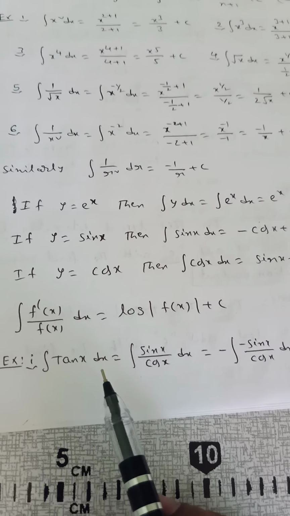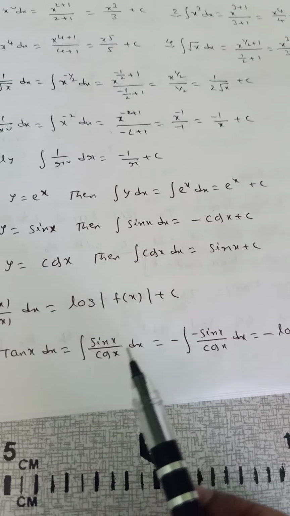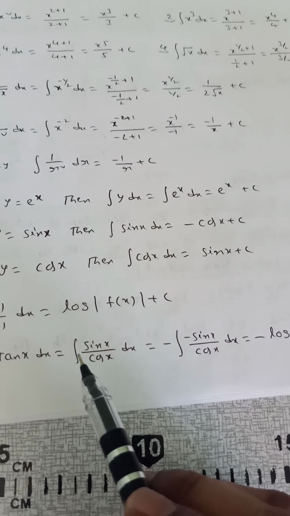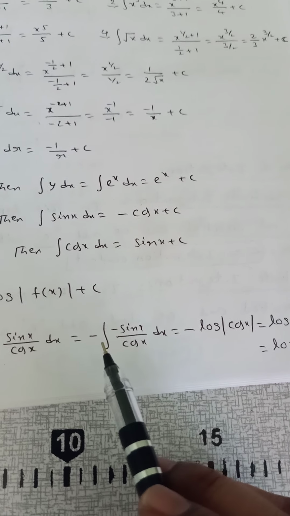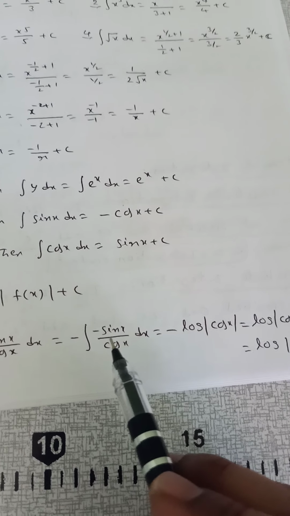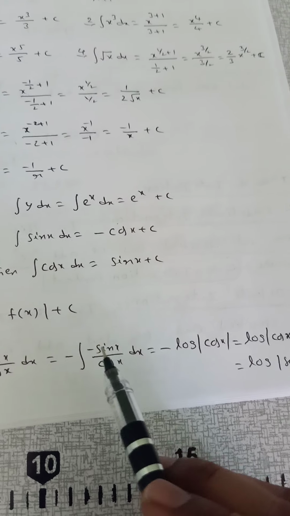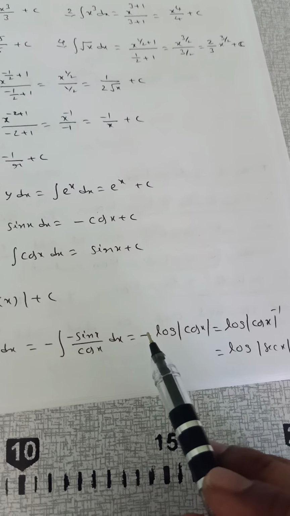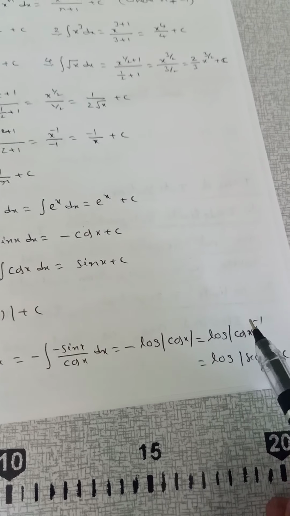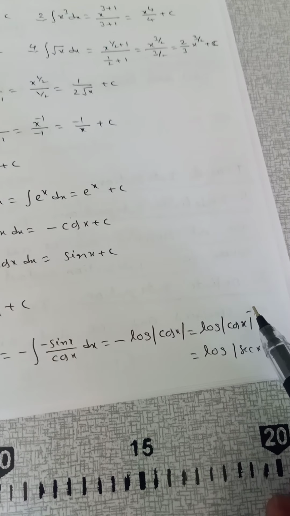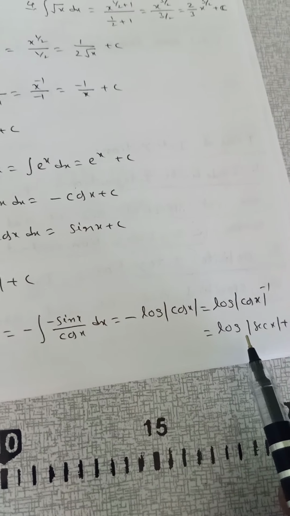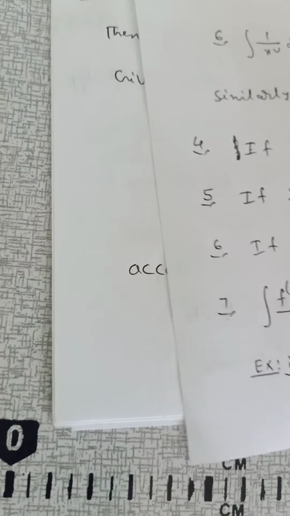That means integral tan x dx, that means integral sin x by cos x dx. But cos x is the function. Cos x derivative is minus sin x. That is nothing but minus of minus sin x by cos x. That means minus log mod cos x. But minus is, in terms of logarithms, the power: cos x whole power minus 1, which is 1 by cos x. 1 by cos x means secant x. Tan x integration is log mod secant x.